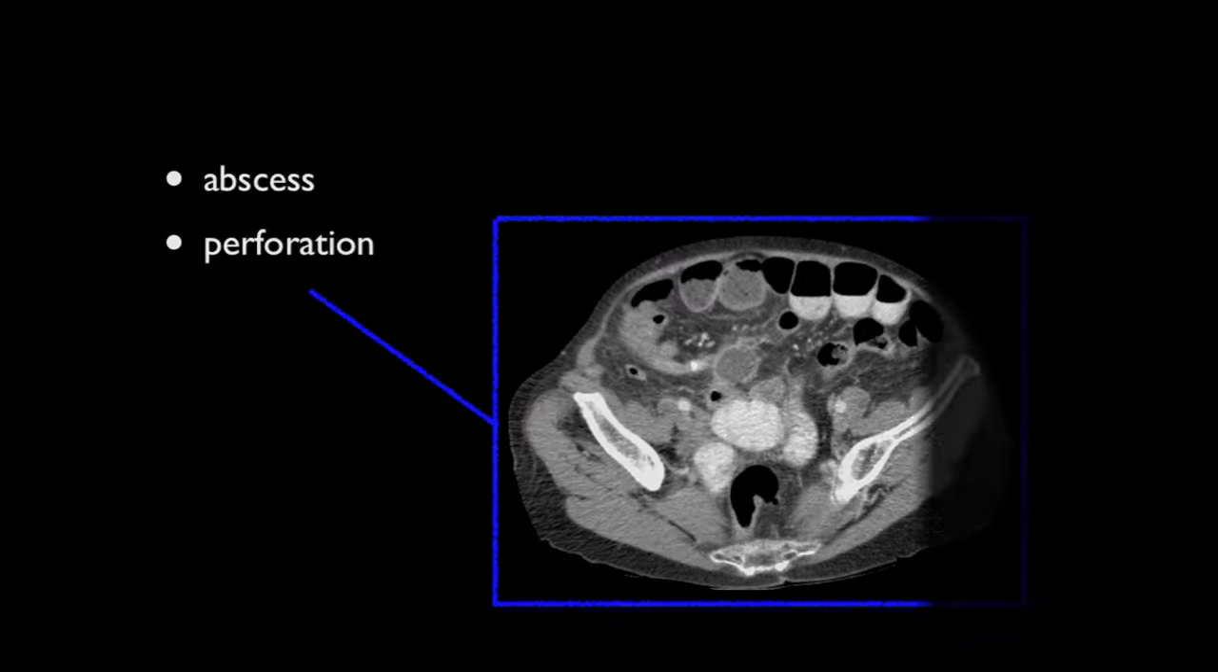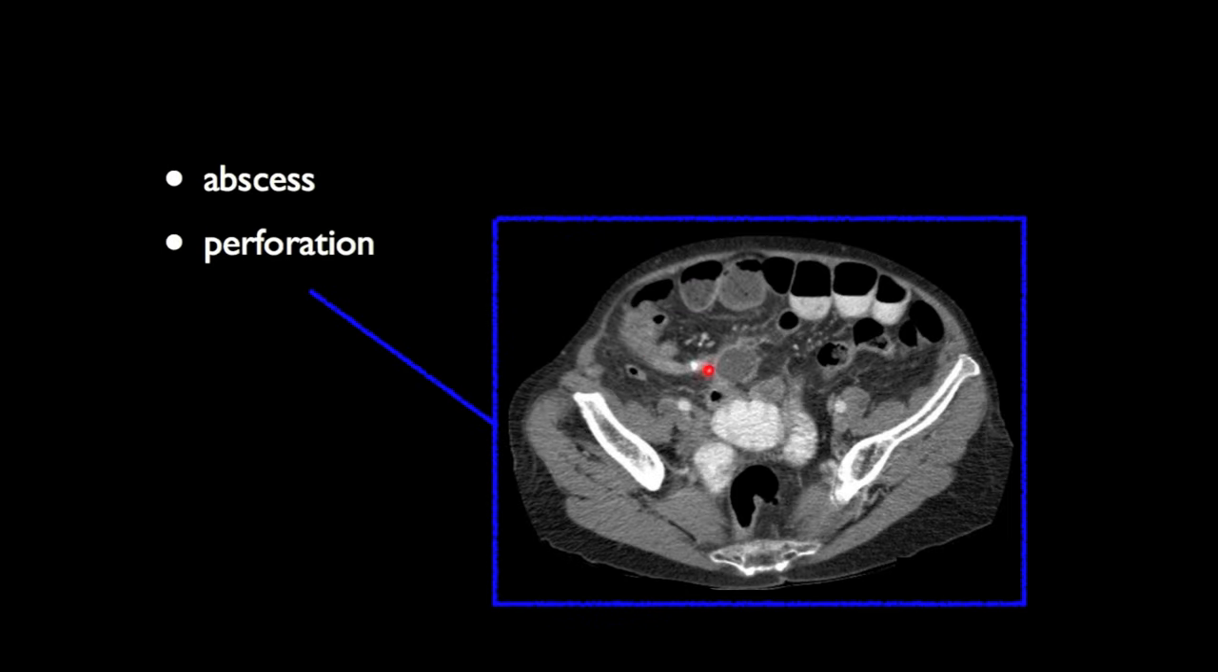Here is a different patient showing an abscess adjacent to the tip of an inflamed appendix. This patient also has a calcified appendicolith at the base of the appendix, causing the obstruction. This is a common finding in appendicitis, but is certainly not present in every case.